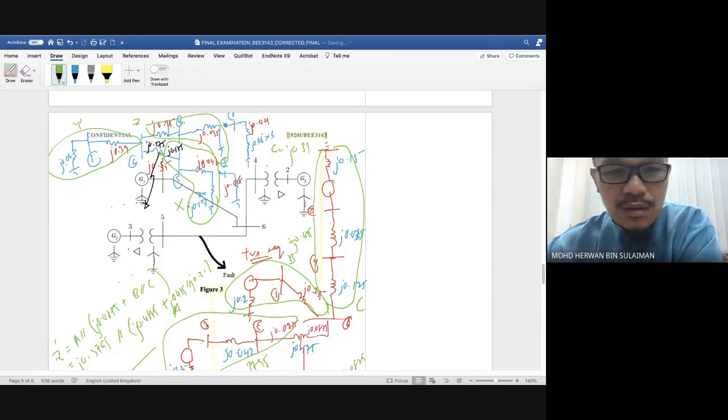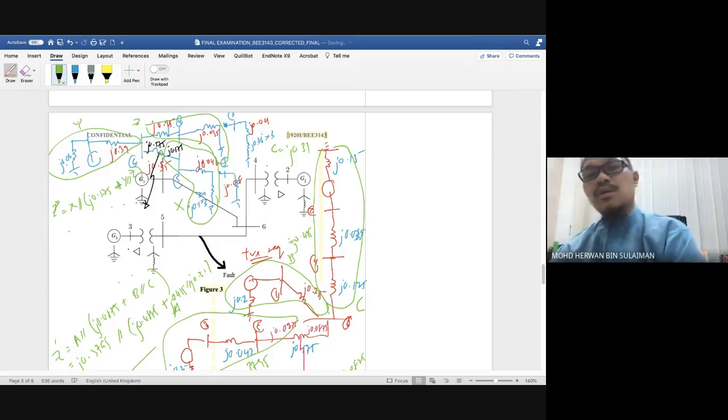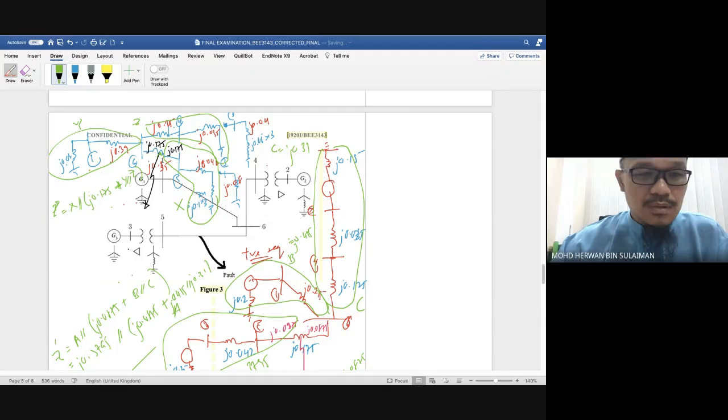So your X, your Z kosong equivalent equals to ni kan, ni cabang ni kan. So dia ialah X parallel dengan J 0.175 ni tambah sebab dia cabang kan, tambah dengan Y parallel dengan Z. Okay, macam tu lah. So buat balik dapat jawapan Z kosong. So then you dapat Z kosong, Z1, Z2.